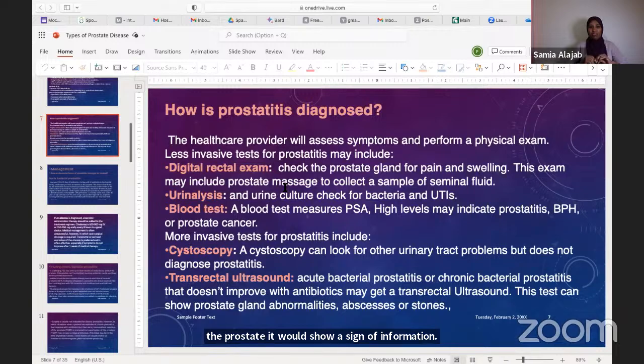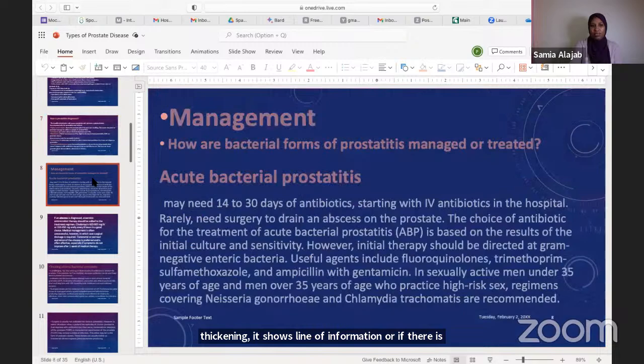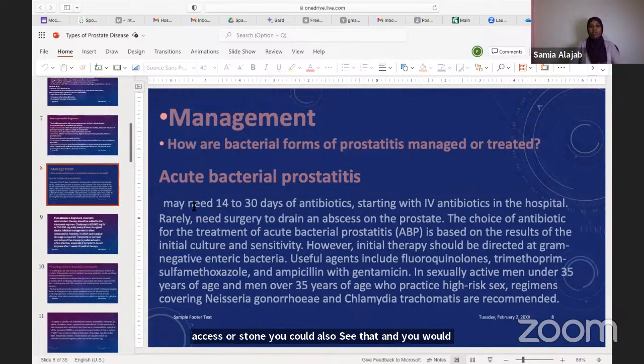But it does not improve. Usually we use the ultrasound for people whose symptoms do not improve. They had acute bacterial prostatitis, did not respond to antibiotic, so we can use transrectal ultrasound. This test can show prostate gland abnormality. As we said, it could show if there is prostatic capsule thickening, which shows signs of inflammation, or if there is an abscess or stone, you could also see that, and you would be able to manage accordingly.